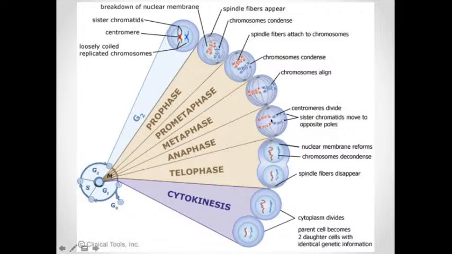Then in anaphase, centromeres divide. Sister chromatids move to opposite poles. In telophase, the nuclear membrane reforms, chromosomes condense, spindle fibers disappear. And in cytokinesis, the cytoplasm divides, and the parent becomes two daughter cells with identical information. So that's how your mitosis is done in this way.